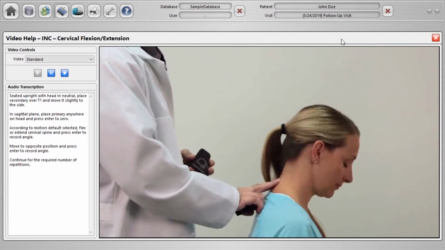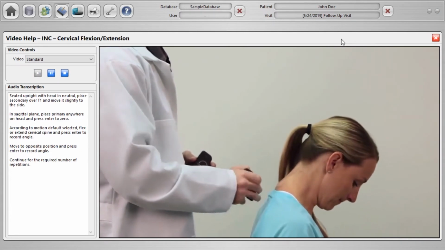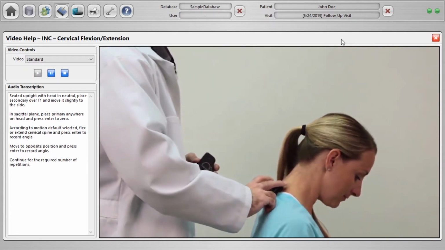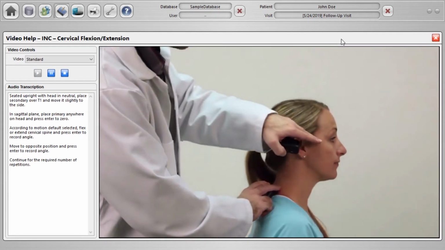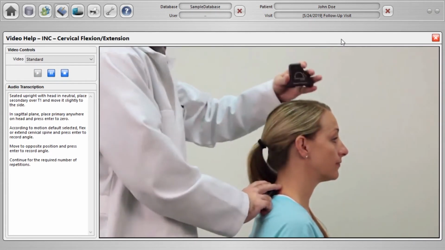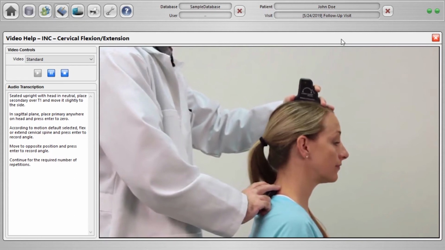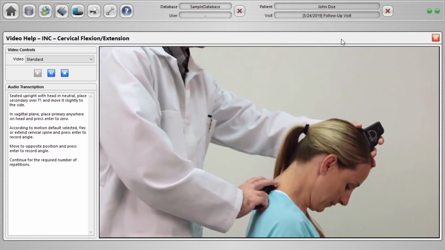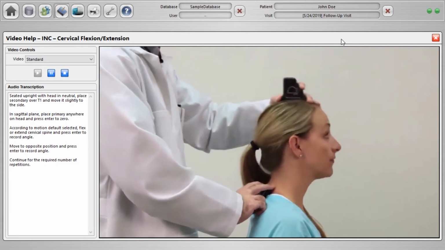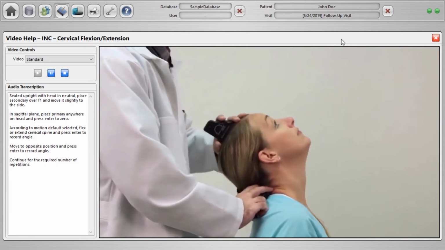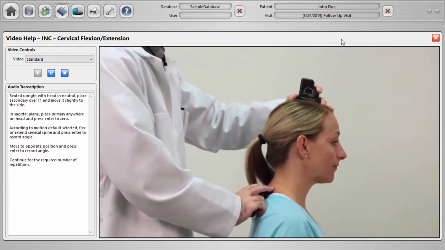Seated upright with head in neutral, place secondary over T1 and move it slightly to the side. In sagittal plane, place primary anywhere on head and press Enter to zero. According to motion default selected, flex or extend cervical spine and press Enter to record angle. Move to opposite position and press Enter to record angle. Continue for the required number of repetitions.